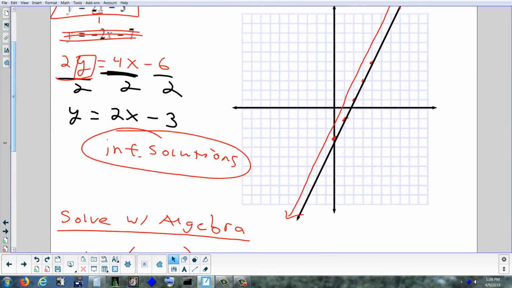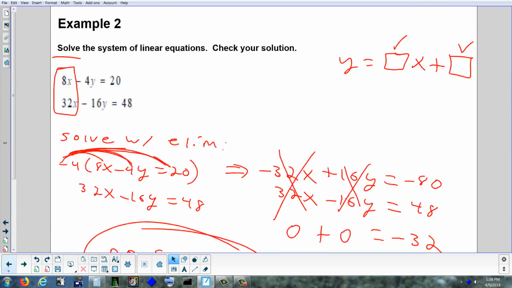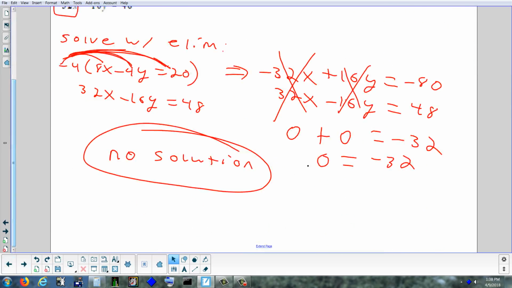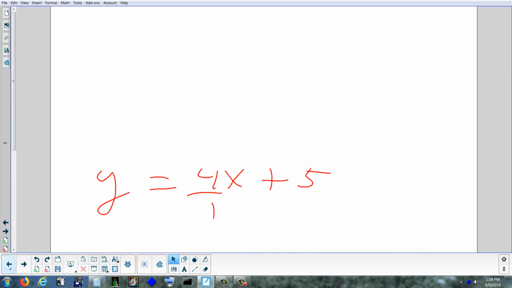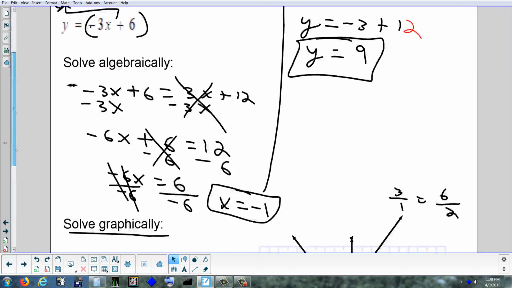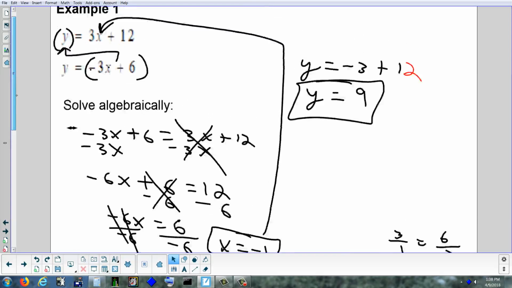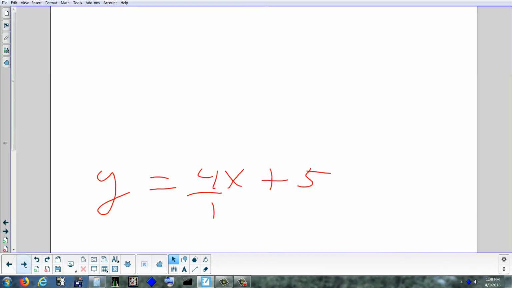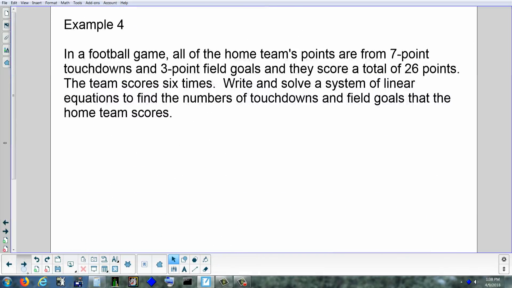I know it's a little hard to see because my drawing is so good, but they're right on top of each other. All right, so that's what an infinite looks like when you do it with algebra. That's what a no solution looks like when you do it with algebra. Now you have to do one solution. And we did a one solution right here, with algebra and a graph.